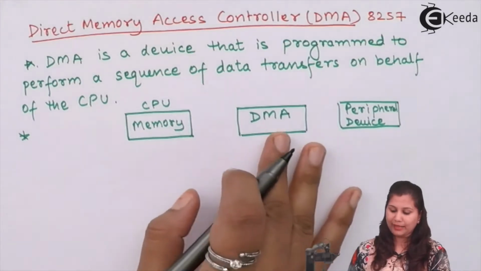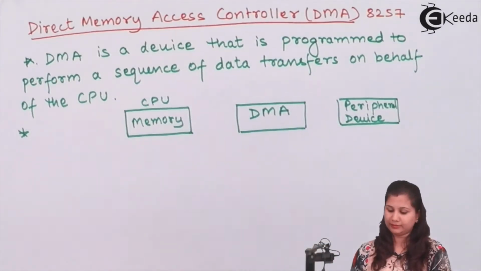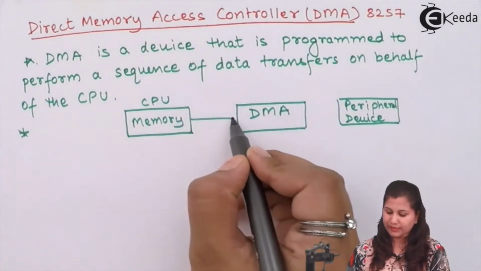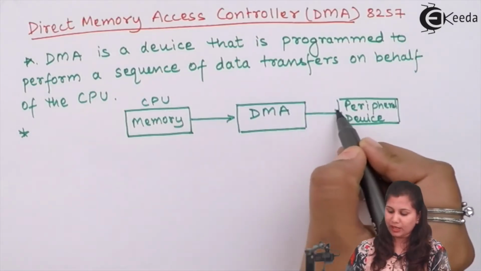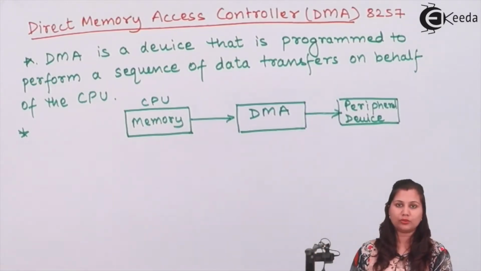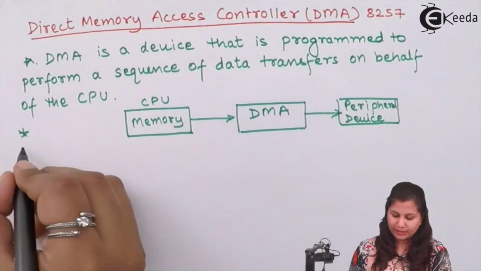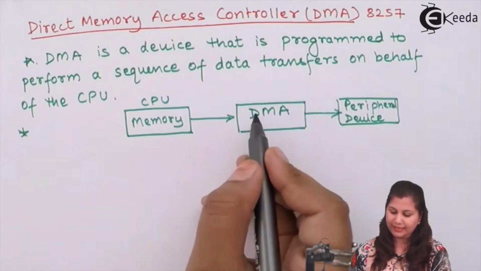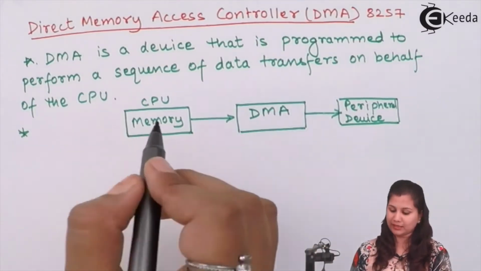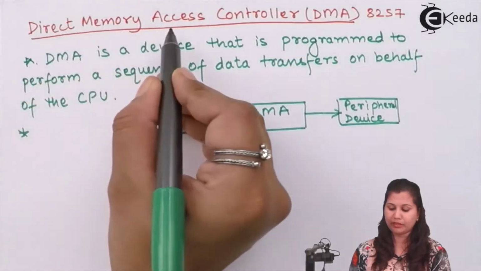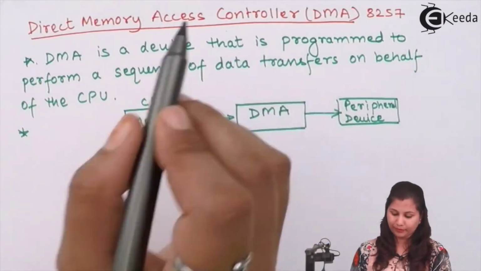This DMA can be programmed, and through software it can work, and it can transfer the data between the two devices. So this DMA has direct access to the memory, and that is why it is known as the direct memory access controller.